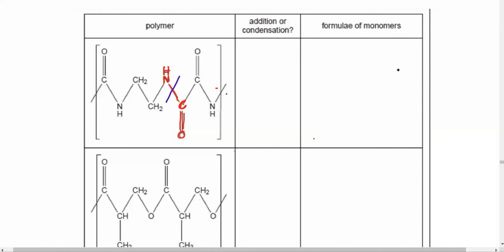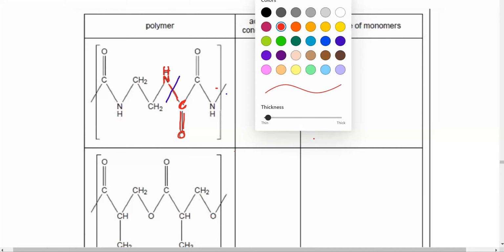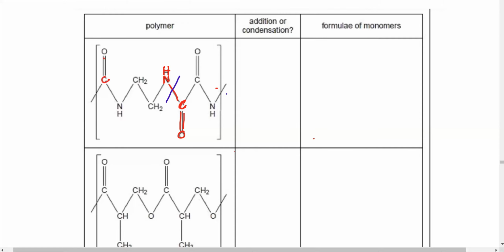अच्छा, और कहाँ तक तोड़ूंगा? From the to the other amide link. Find the other amide link. The other amide link is over here. ठीक है, double bond O and there's NH. इसको भी वापस तोड़ो, ठीक है? तो ये जो बीच में जो पोर्शन आ रहा है ना, that's basically your monomer.